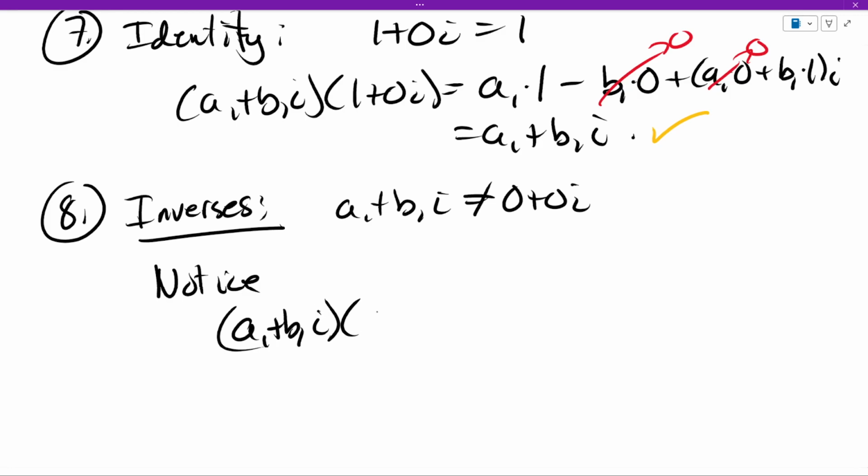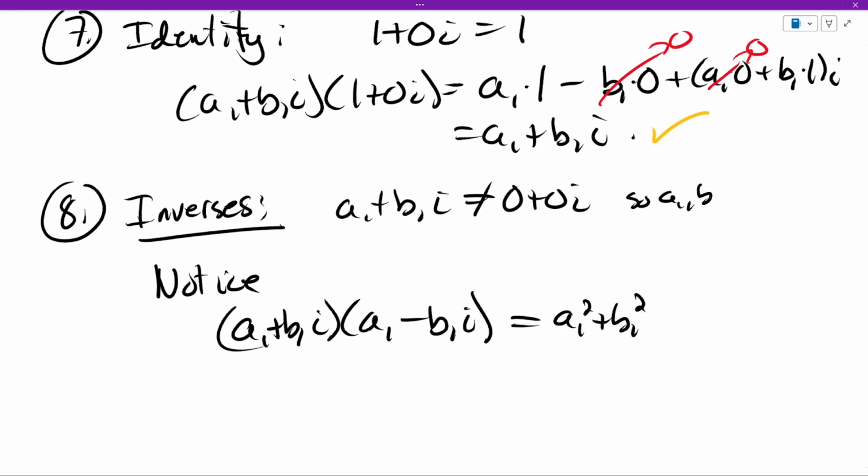If we take a1 plus b1i and we multiply it with the conjugate expression, if you multiply it out, you get a1 squared plus b1 squared. This is sometimes called the modulus squared. We won't need that for right now. But the point is that since a1, b1 are not both 0, the right-hand side is not 0. In particular, since it's not 0, we can divide by it.